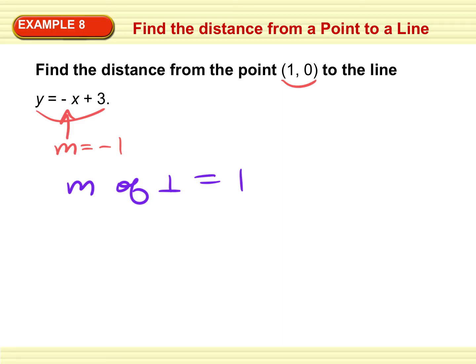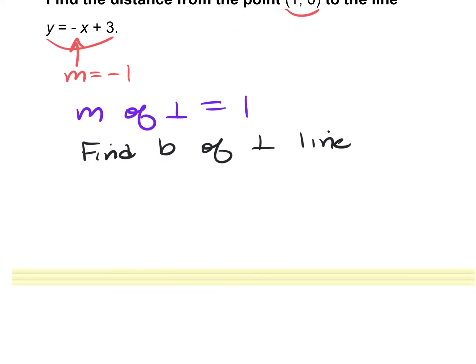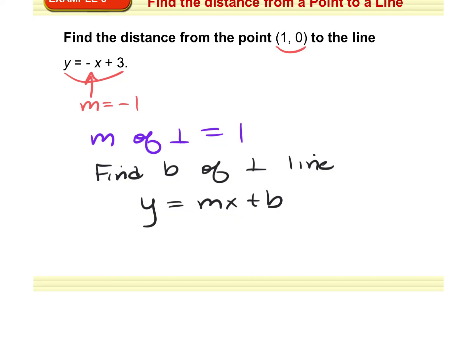So now the next thing I have to do is I need to find the b. So just like we just did, I need to find the b of the perpendicular line. So I'm going to plug it in to y equals mx plus b. I'm using the purple slope there, and then I'm using this ordered pair for my x and my y. So I'm going to plug it in. 0 equals the slope, which is 1. And then I'll plug in the ordered pair 1.